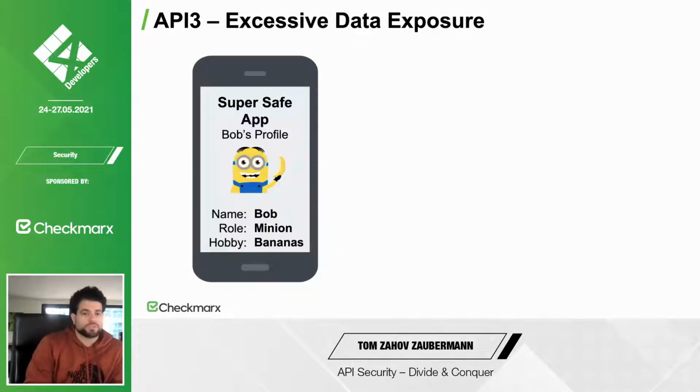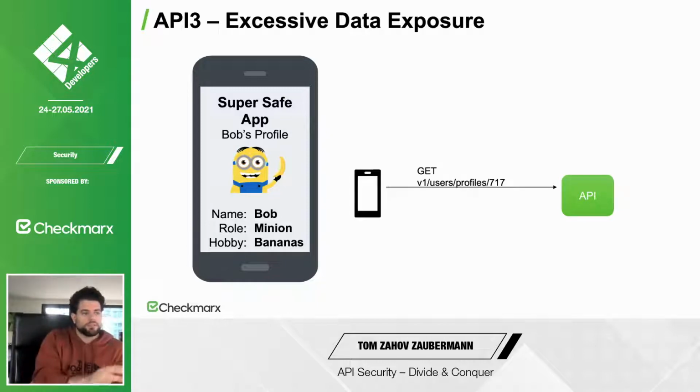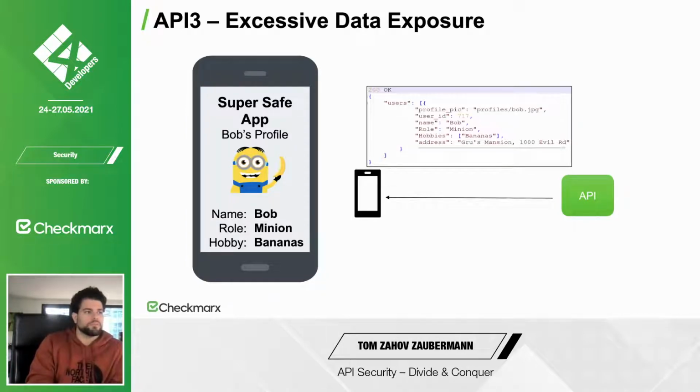Excessive data exposure, super important. Maybe all of them are important, but this one is where you basically give too much information to the client. Here we see a super safe app. It's Bob's profile: the name, Bob's role, and his hobby. We send a GET request, probably for the profile of Bob, and what we get back is a 200, everything is fine.